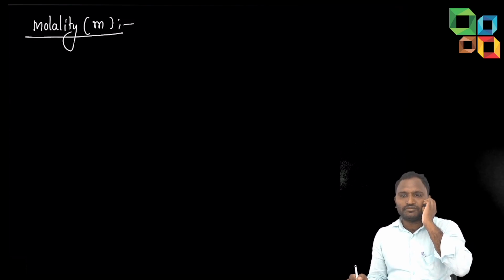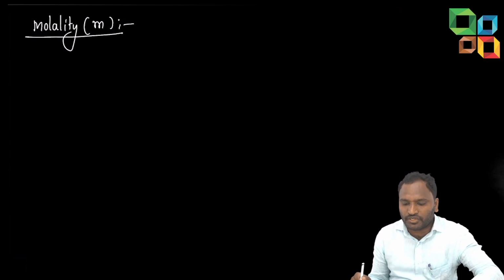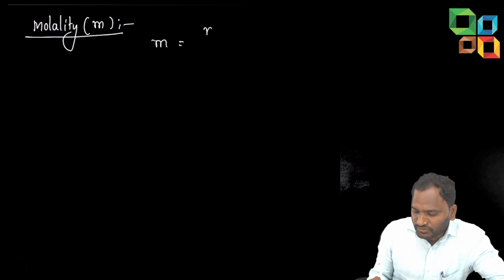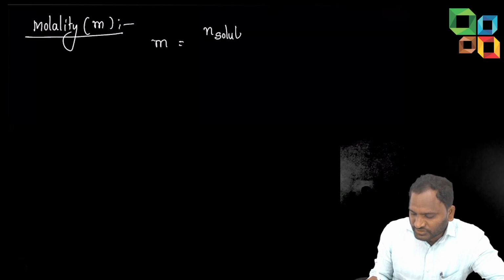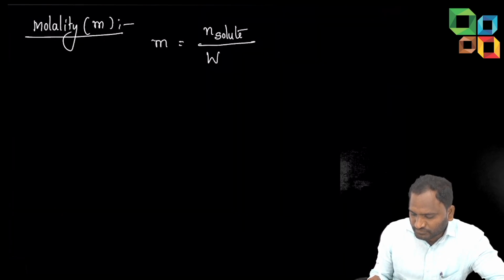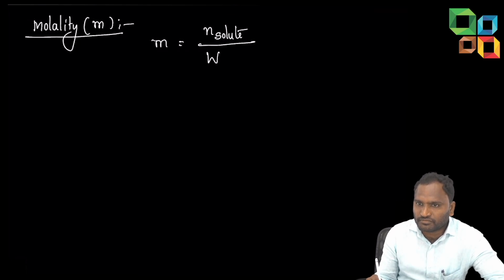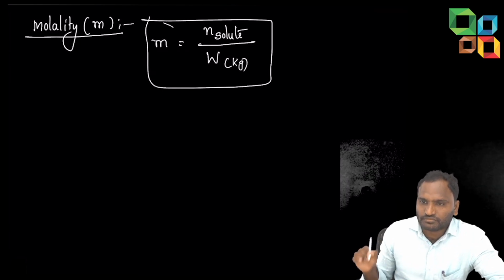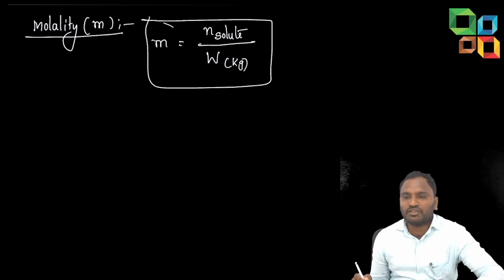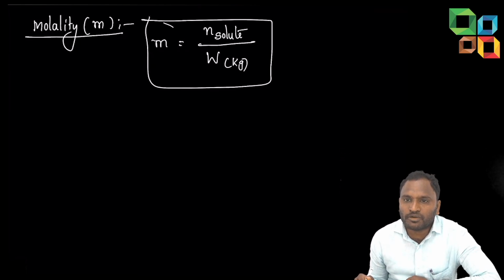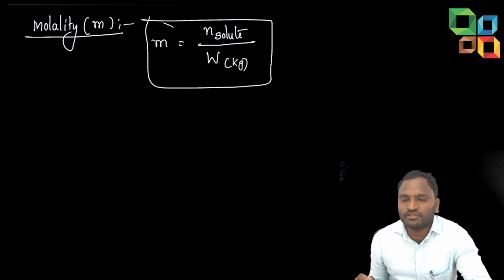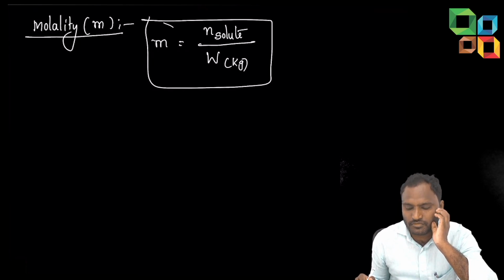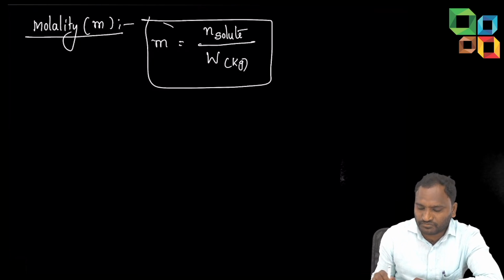Formula I'll write first, then I'll give the definition. Molality. Molality is represented with small m and is equal to the number of moles of solute divided by the weight of solvent in kilogram. Molality is nothing but the number of moles of solute present in 1 kilogram of solvent.